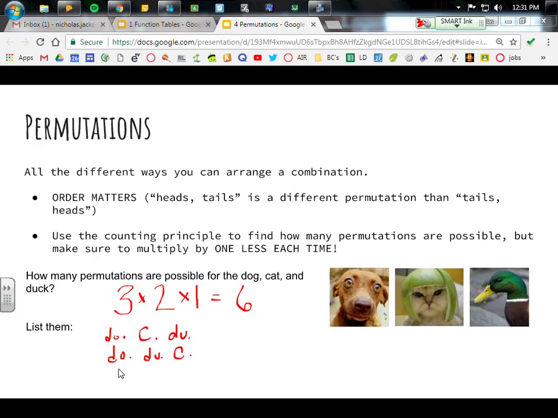Now we could also do the cat, the dog, and the duck. Or we could do the cat, the duck, and then the dog. Finally, we could start with the duck. We could do the duck, the dog, and the cat. And the last permutation we could make, the duck, the cat, and the dog. So those are all the different unique permutations that can be made out of these 3 animals.